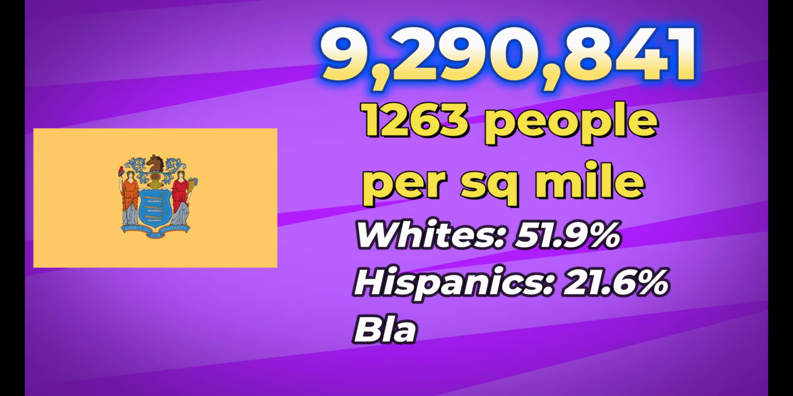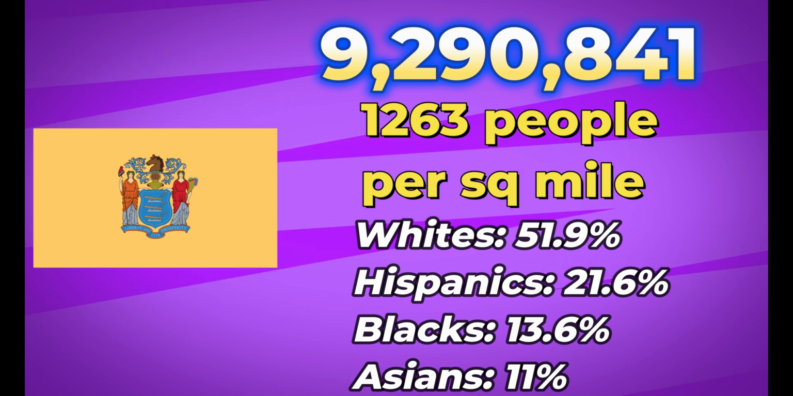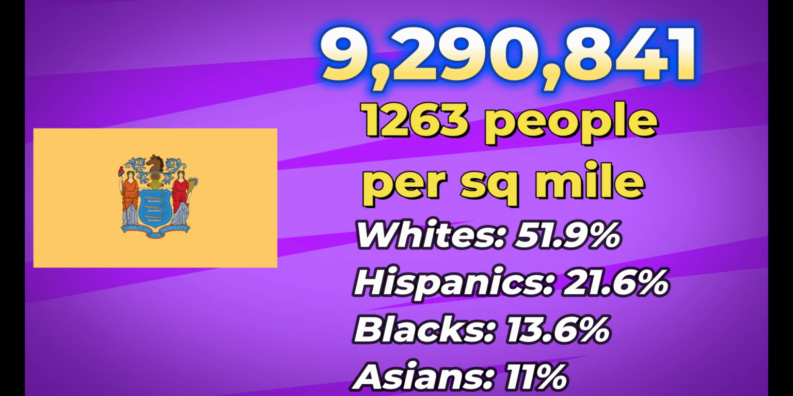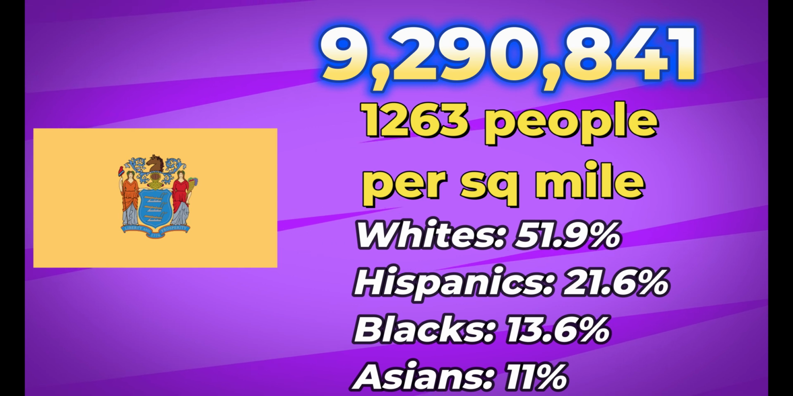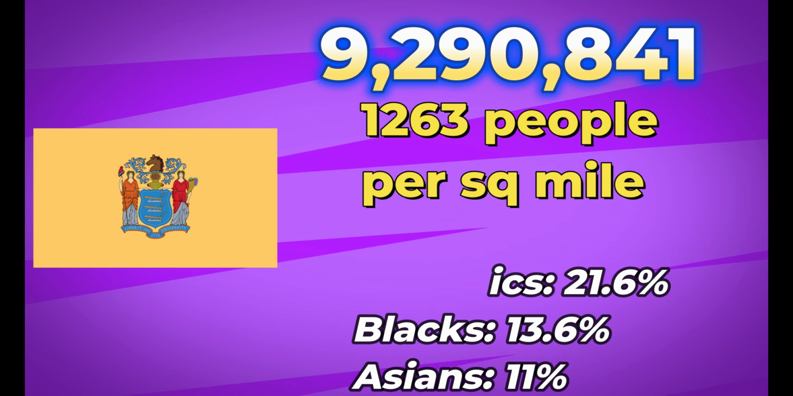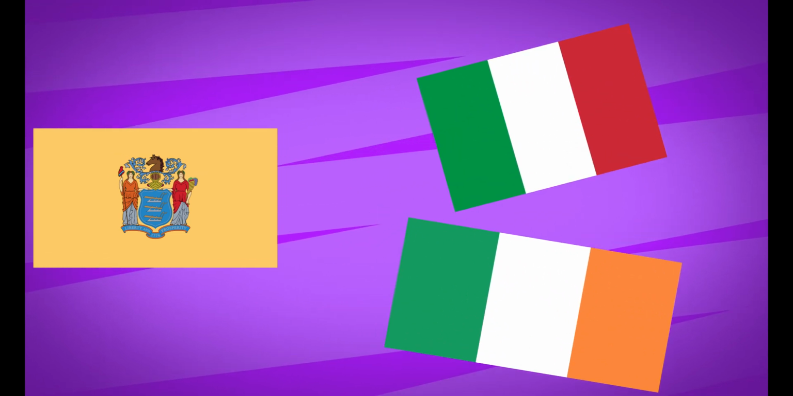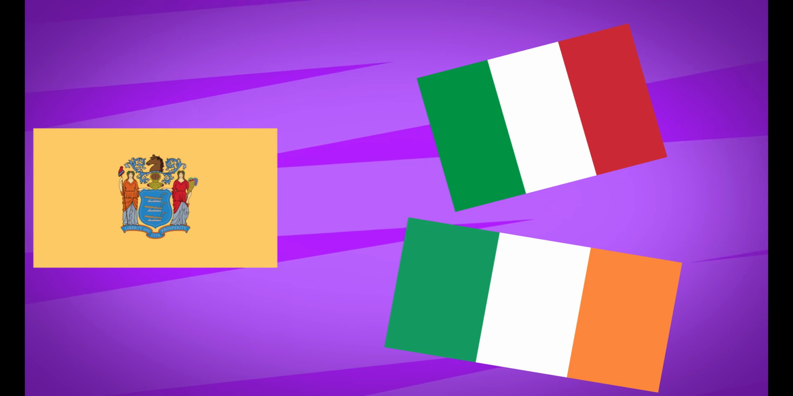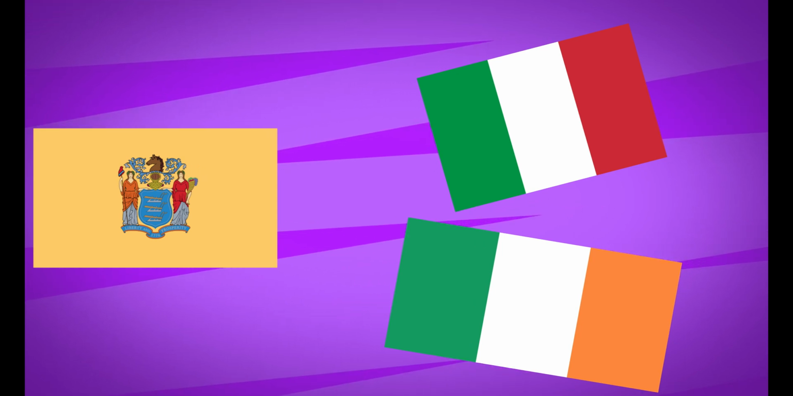The state has 51.9% white, and the largest minority groups are Hispanics at 21.6%, Blacks at 13.6%, and Asians at 11%, making the state a nearly majority minority state. Ethnically, New Jersey is incredibly diverse. In terms of Europeans, Italians and Irish make up around 15% each of the population. The state has many ethnic communities, especially in the most urbanized parts of the state.